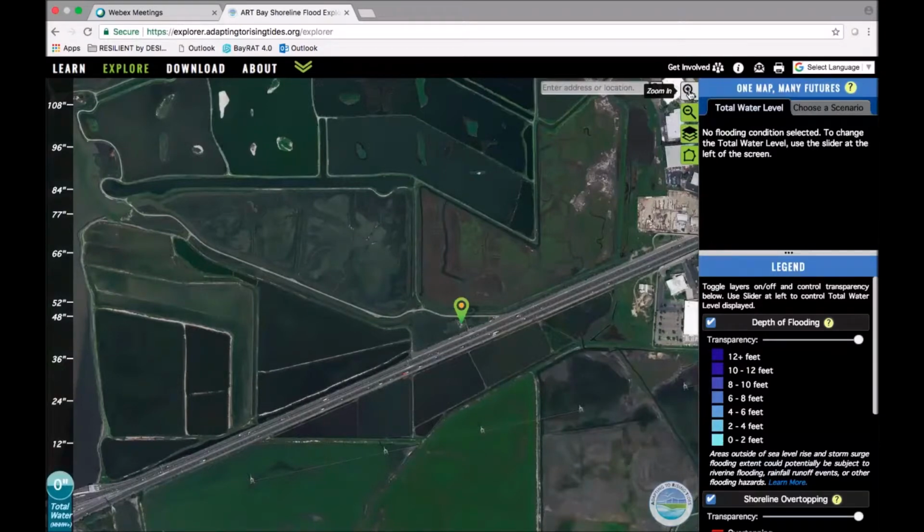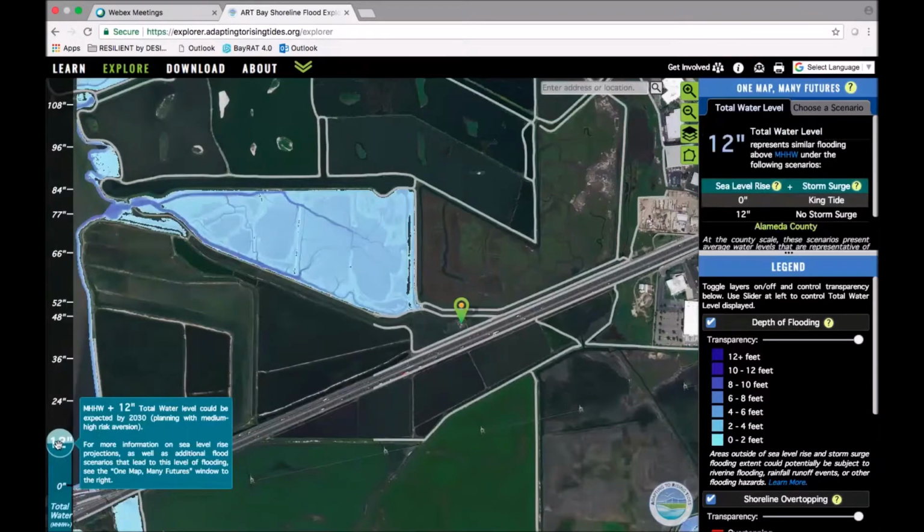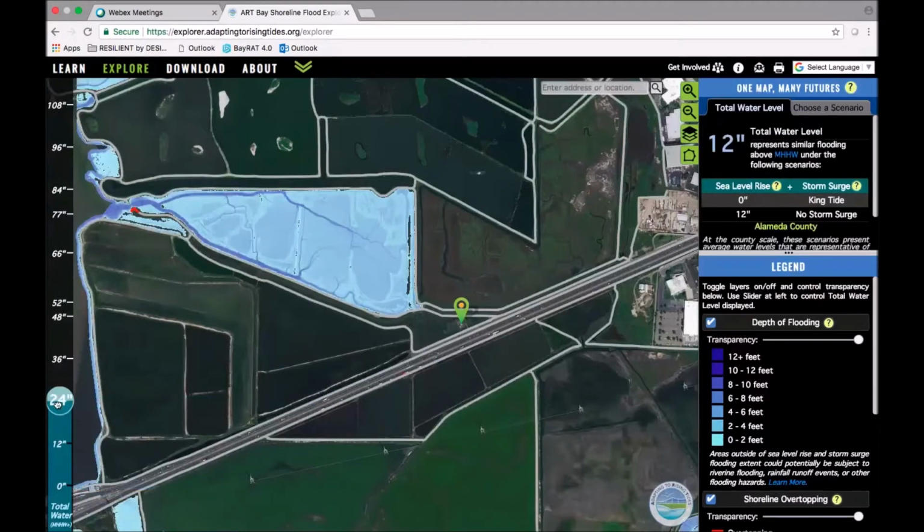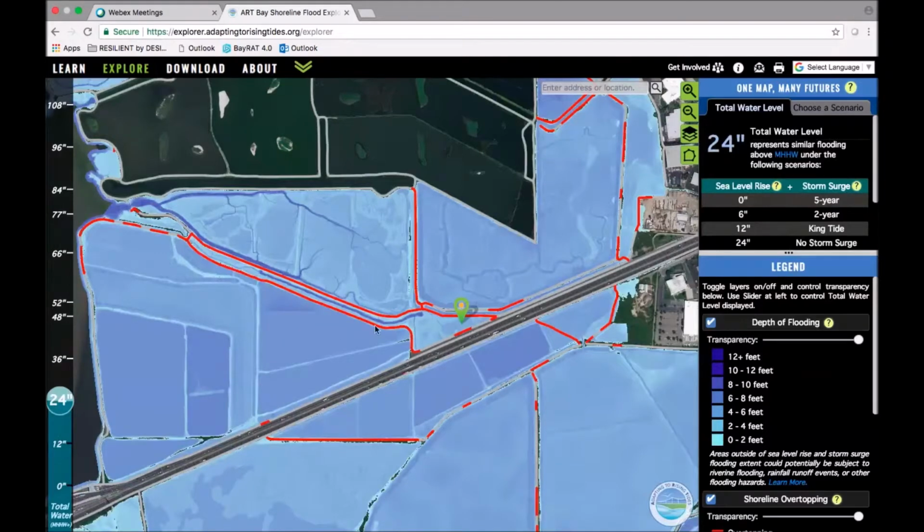We can adjust the water level using the slider on the left-hand side of the screen to investigate at what water level the center is at risk of flooding. Here I'm dragging it up to 12 inches and 24 inches. We can see that 24 inches is the threshold at which the center floods. So this represents 24 inches above mean higher high water.